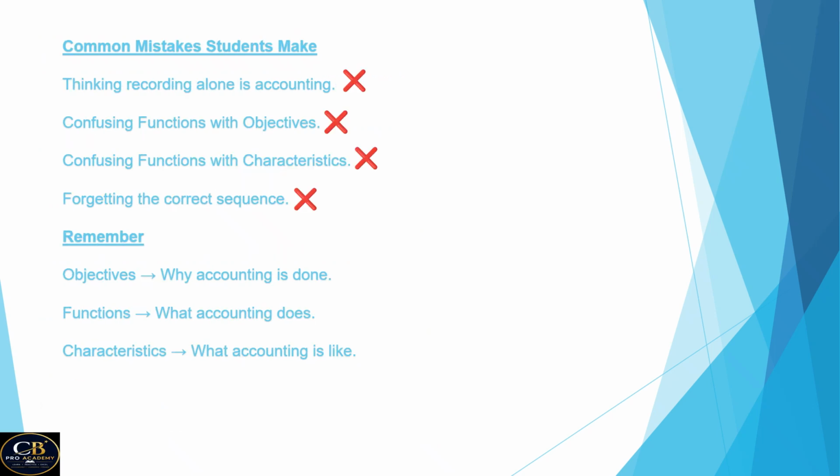common mistakes students make. Okay, thinking recording alone is accounting. This is not the case. Confusing functions with objectives. We have already discussed there is a difference. Confusing functions with characteristics. We will discuss characteristics in upcoming chapters. Forgetting the correct sequence. So you need to avoid all four mistakes. Okay. We have a clear-cut discussion in our slides. Just recap those things and you will not make these mistakes in your exams.